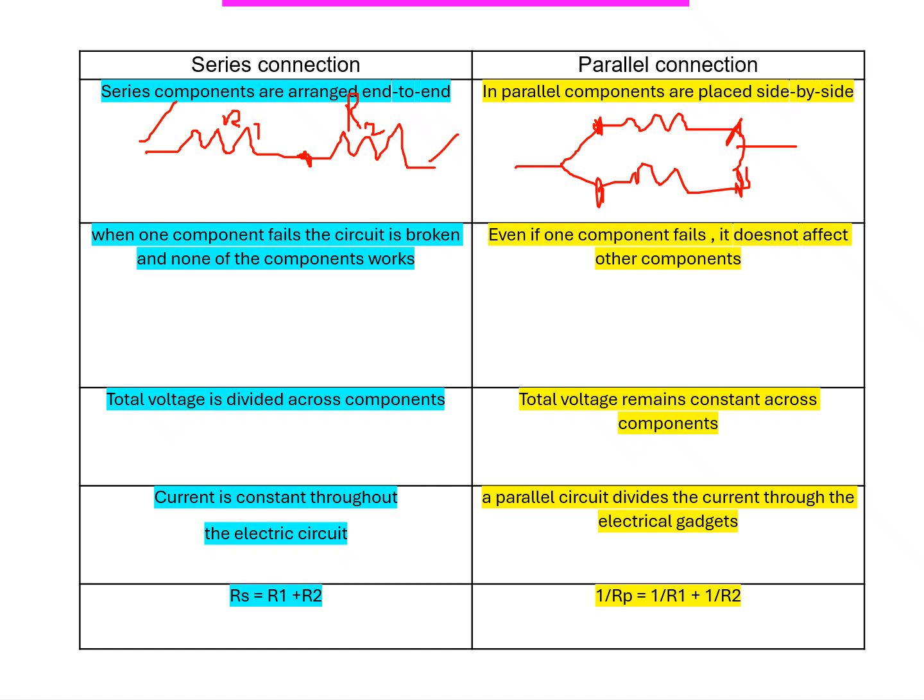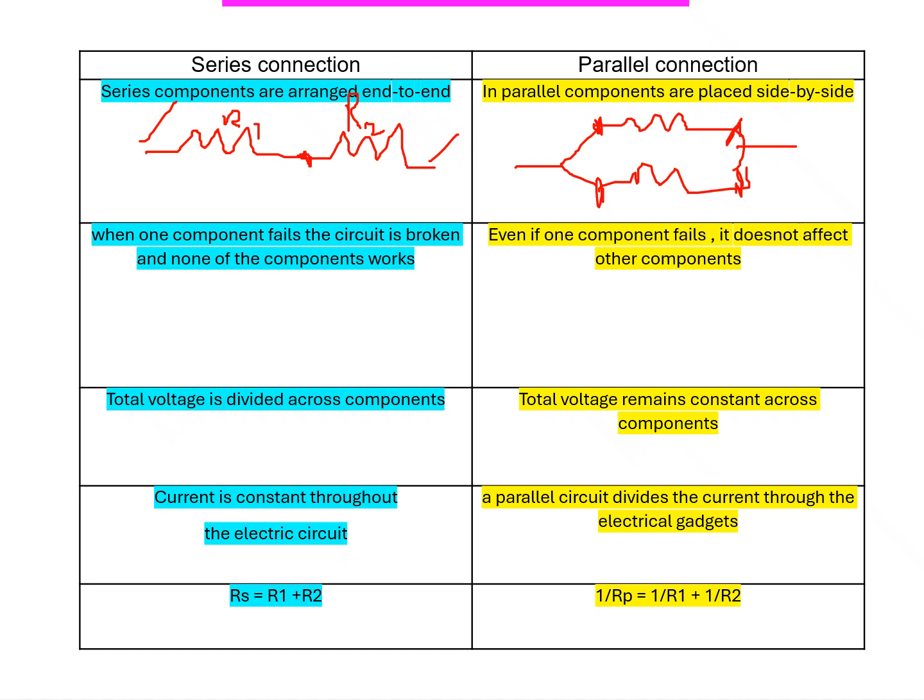Now what happens in series connection? If one component fails, the other component also doesn't work. So when one component fails, the circuit is broken and none of the components works. But in parallel, it does not take place like that. So if one component fails, then the other components keep working.